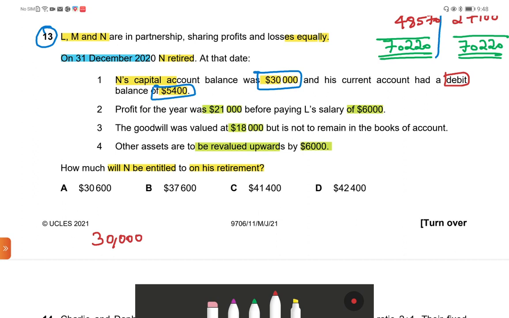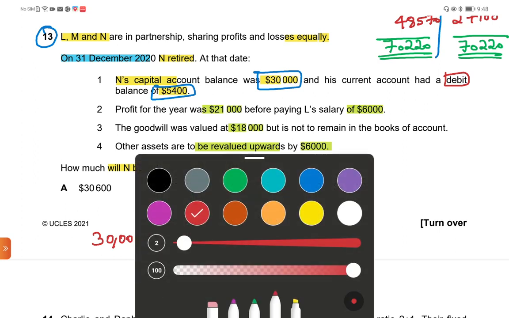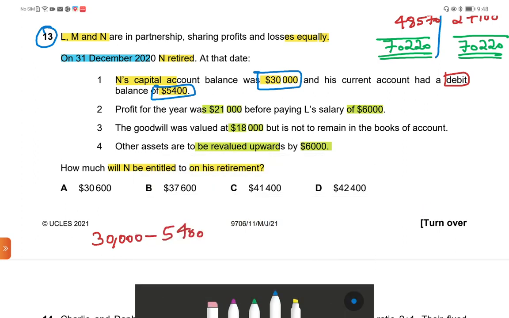It goes to the debit side of capital account. So minus 5,400. Next, we have to find profit for the year. 21,000 is the profit for the year. Before paying L's salary, always partners get the divisible profit after adjusted interest on capital, interest on drawing, partners salary and other commission. So first, after deducting 6,000, that is the divisible profit.